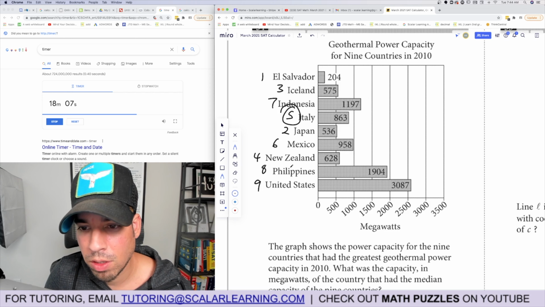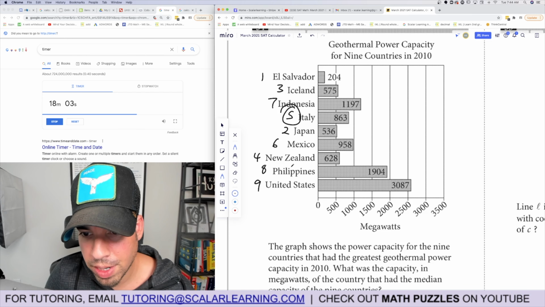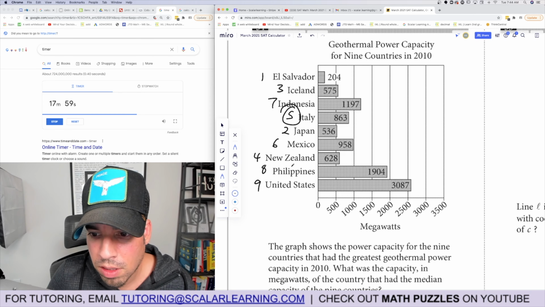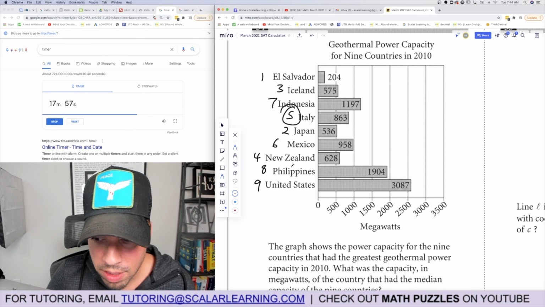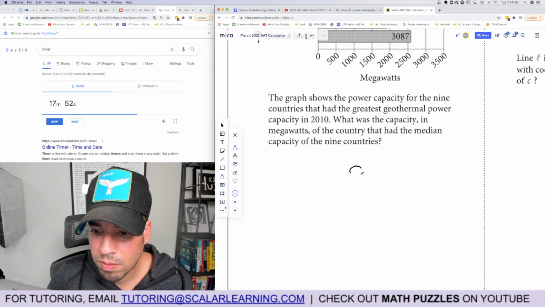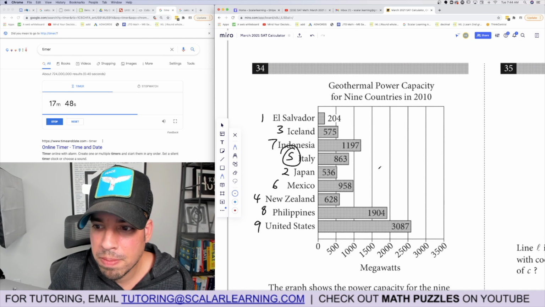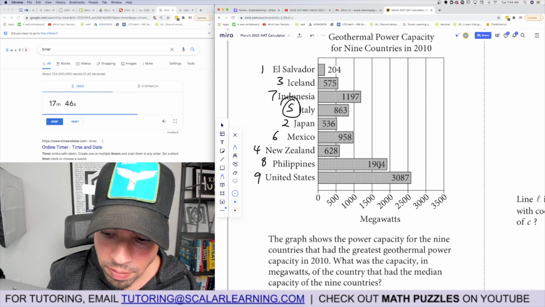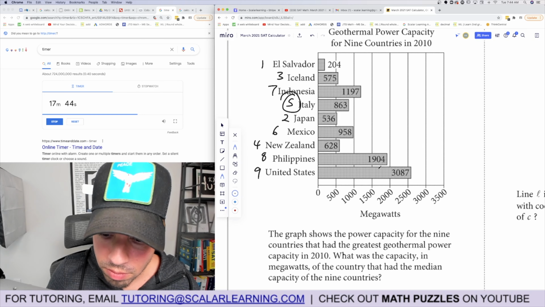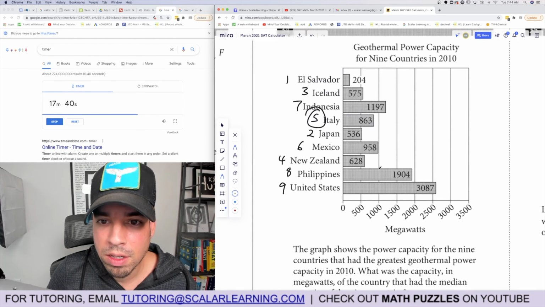Just make sure I didn't make a mistake. 1, 2, 3, 4, 5, 6, 7, 8, 9, 863. So capacity in megawatts. And these are in megawatts. Yeah, it's in megawatts. Just making sure I'm not making a silly mistake.